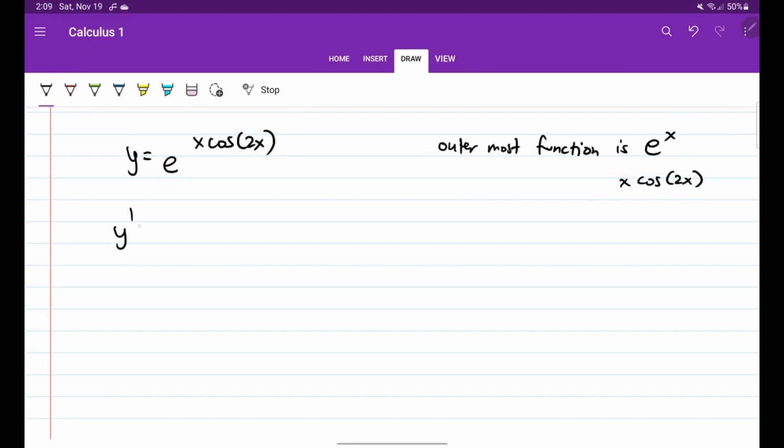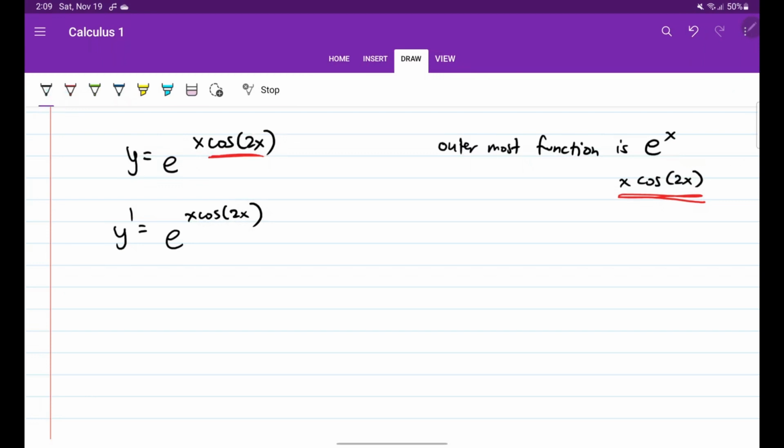So y prime equals, kunin natin muna yung derivative na outermost function, e to the x, no? So e to the x, ang derivative ng e to the x is just e to the x. So this is e to the x cosine 2x. And then we get the derivative ng numerator. Yun yung susunod natin, no?